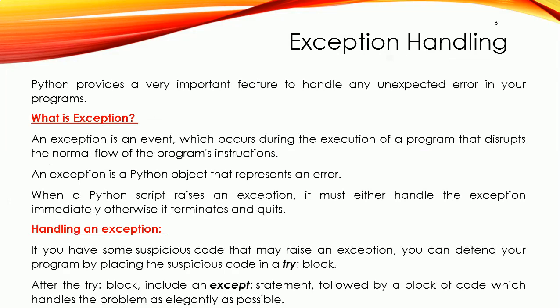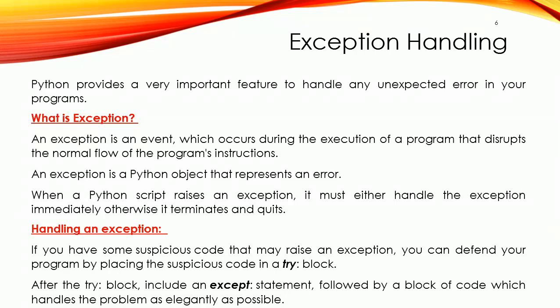In order to avoid program crash, Python provides a very important feature to handle any unexpected error in your program and to add a debugging capability in them. So, what is an exception? An exception is an event which occurs during the execution of a program that disturbs the normal flow of the program instruction. In general, when a Python script encounters a situation that it cannot cope with, it raises an exception. An exception is a Python object that represents an error. When a Python script raises an exception, it must either handle the exception immediately, otherwise it should terminate and quit.